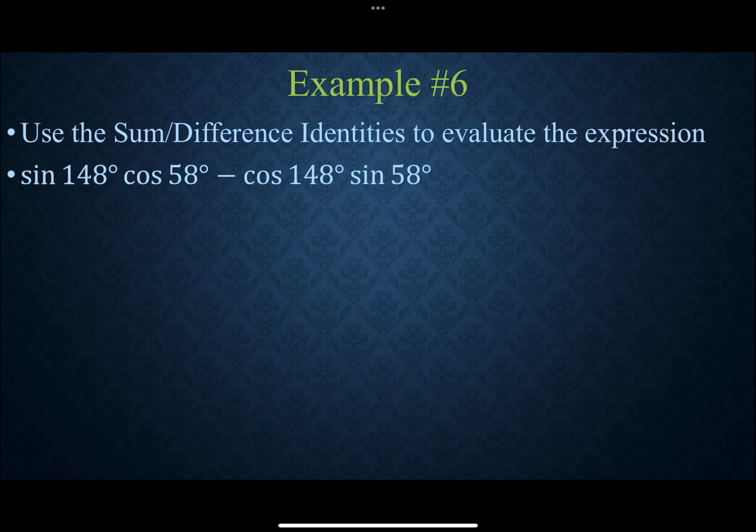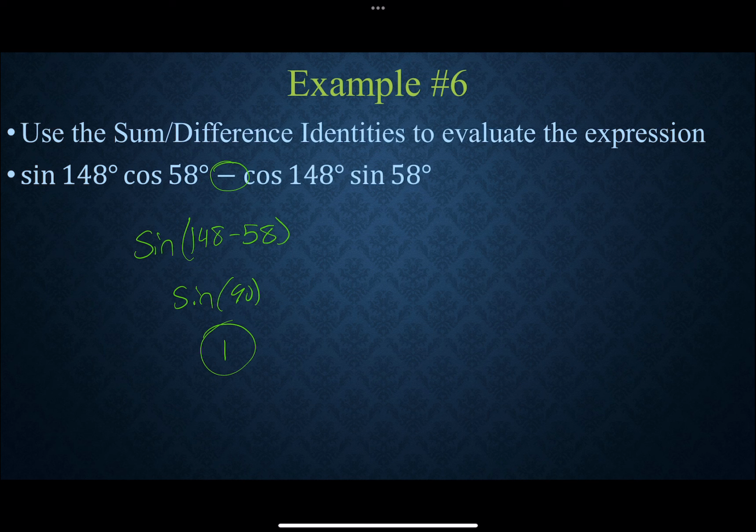And here's our sine. So this one is going to be a difference now because of the minus right there, sine is the same. So it's 148 minus 58. We get sine of 90, which is just simply 1. And that's it. All right, so that's our second style.